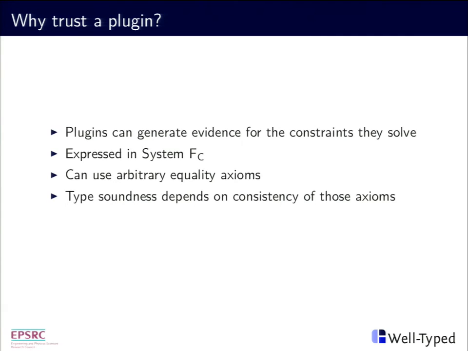So why should you believe one of these plugins? This was alluded to slightly earlier about the question of whether we can generate proofs. So the system is in place for a plugin to generate a proof of the constraints it solves. These can be expressed in System FC as evidence. And the idea is that they can use whatever axioms they like, and the validity of the proof is based on the consistency of those axioms.